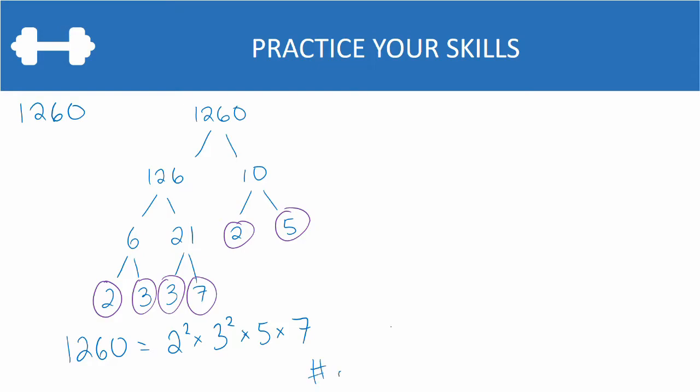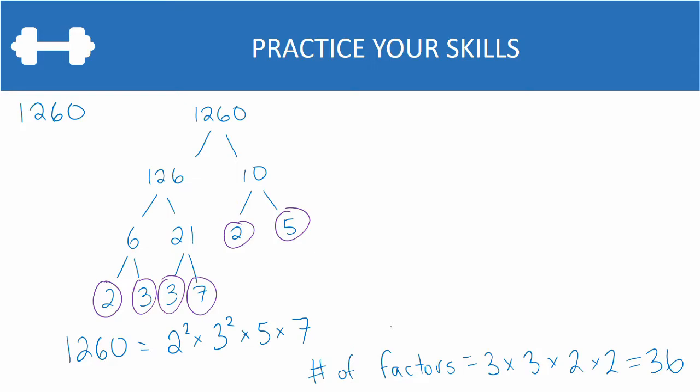Now I can use those exponents to start to find the number of factors. Remember, the rule is increase the exponents by 1. So my exponents are 2, 2, 1, 1. I'm going to increase those to be 3 times 3 times 2 times 2. And if I multiply this out, I get 36. And so that tells me that the number of factors for 1,260 is 36.